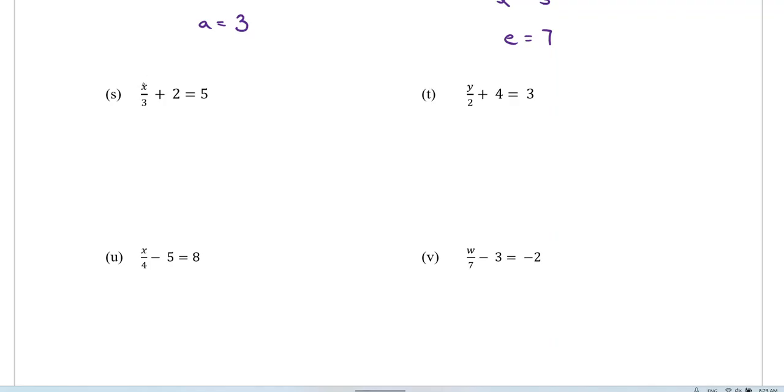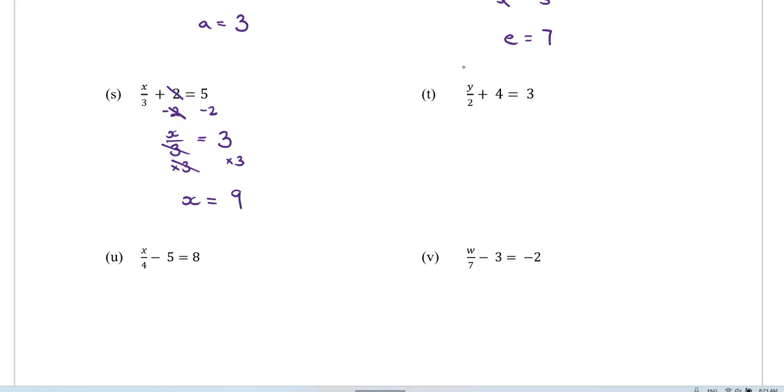In S, we have x over 3 plus 2 equals 5. So the x is back over on the left side like I like. The 2 is over here on the side, so I'm going to minus 2. That will leave x over 3 equals 5 minus 2 is 3. Now, because the x is on the bottom of the fraction, that means that that is currently being divided, and the opposite is going to be to times by 3 to get rid of the 3 on the bottom of the fraction. That leaves the x by itself, and 3 times 3 is 9.